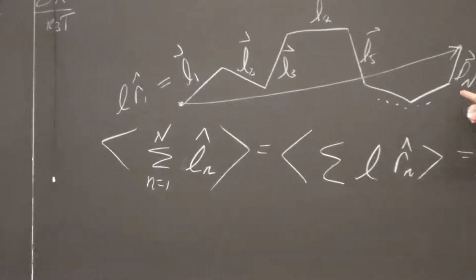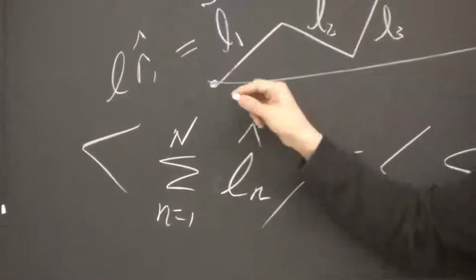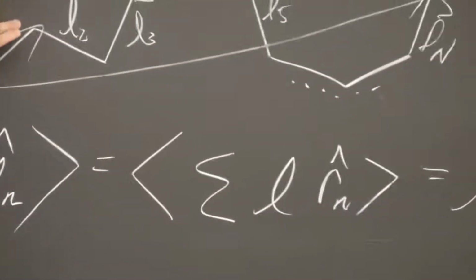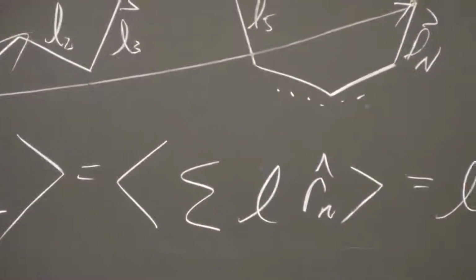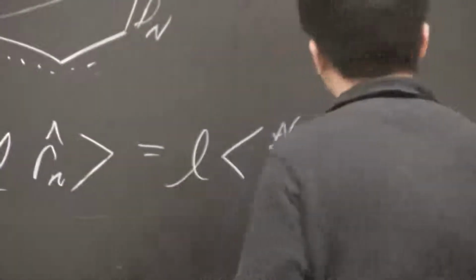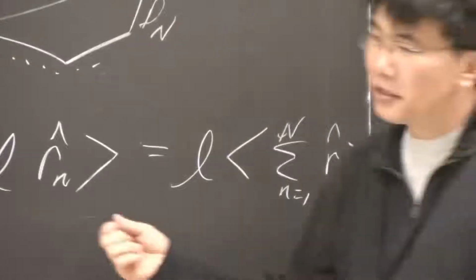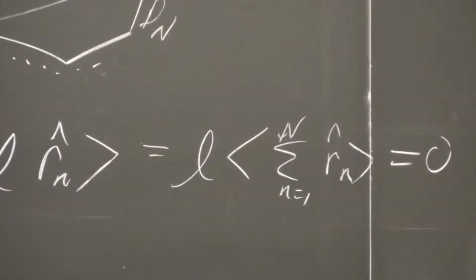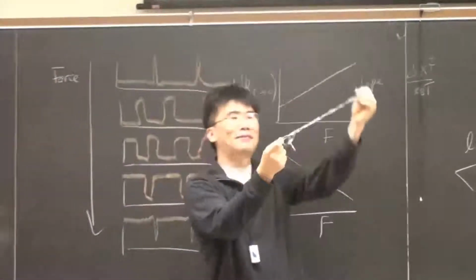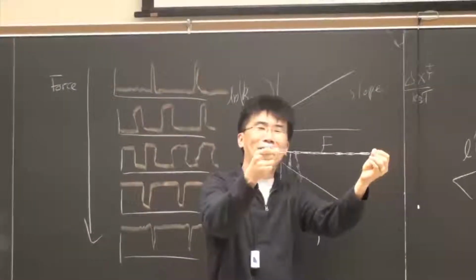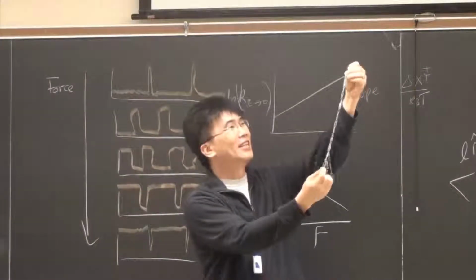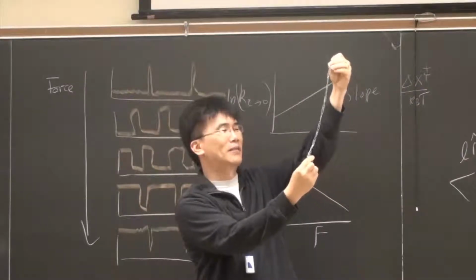But each vector can point in any possible orientation. If I have one orientation in this direction, this can also point in the opposite direction. So if you add all of the possible configurations, this becomes 0. And that's not surprising at all, because I keep doing this. Oh, this is how I lose my DNA damage.